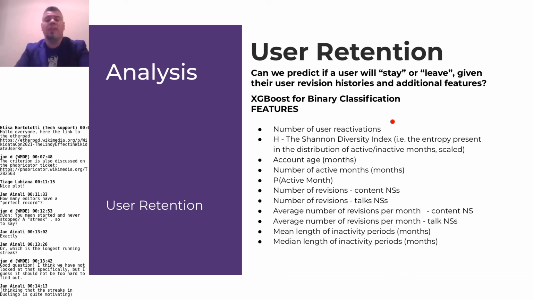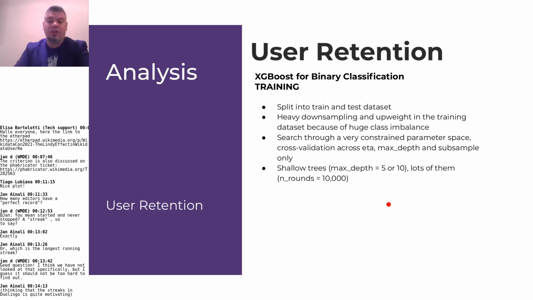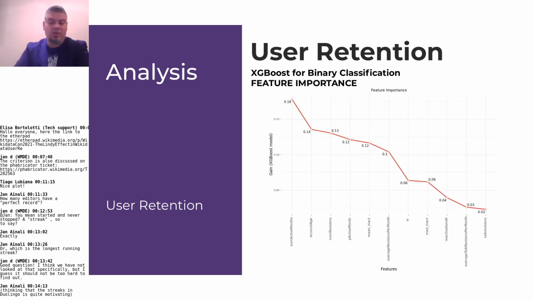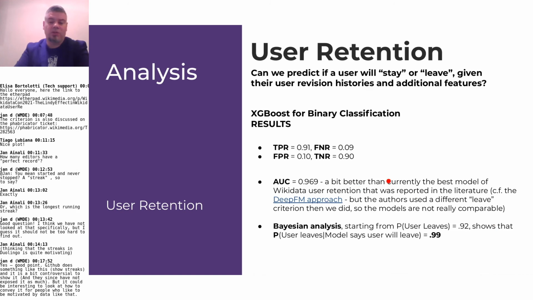We look at the data and try to use these features combined in a very complex algorithm called XGBoost, for so-called gradient boosted trees. We train the model in a not quite elaborate procedure. We simply want to take a look at the first results, and the first results were quite satisfying. Even using this simplified machine learning setting, we observed a result which is a bit better than the best model of Wikidata user retention present in the literature, except that they use a different definition of user retention than we do. So it's questionable whether these models are really comparable.